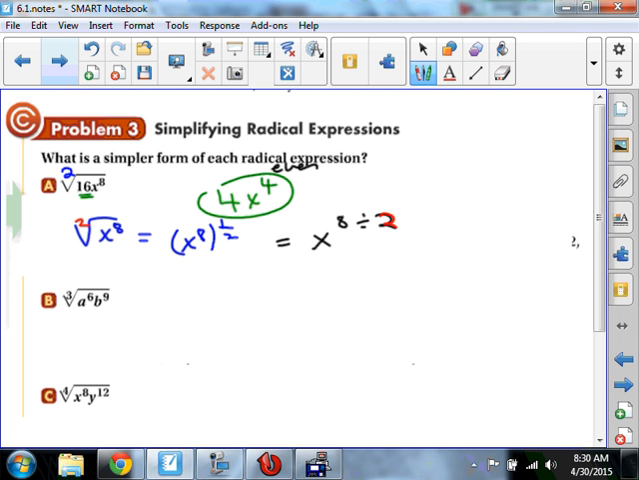Let's look at the next one. So what do we get for the a in part B? We're going to get a to the 6 divided by 3, so a squared. And what about b? It's going to be b to the 9 divided by 3, so b to the 3rd. Now, remember, the only time we need the absolute value is if the original index is even. If the original index here is 3, we don't need the absolute values on this one.